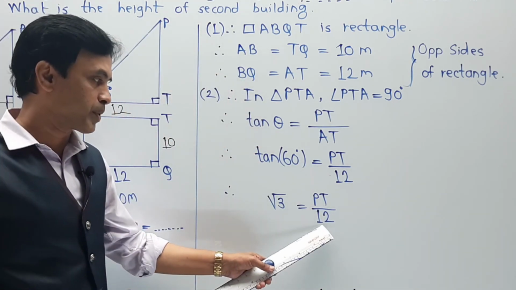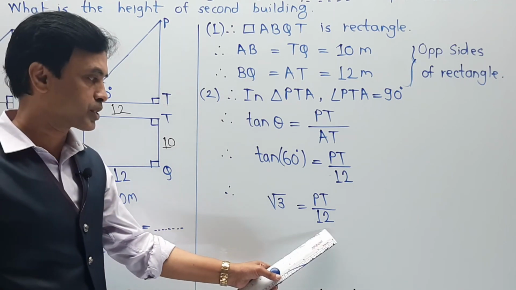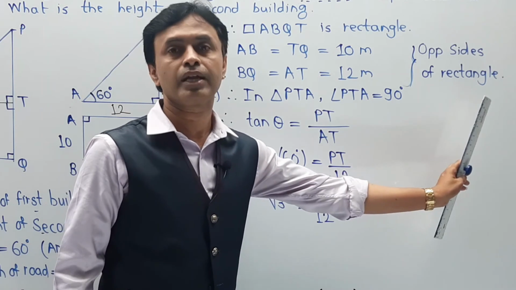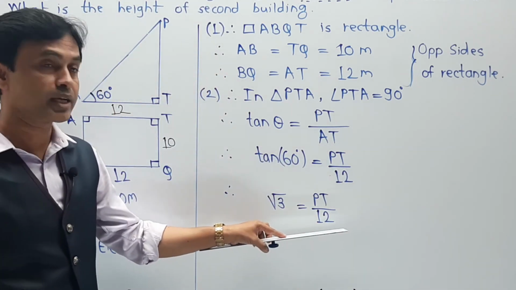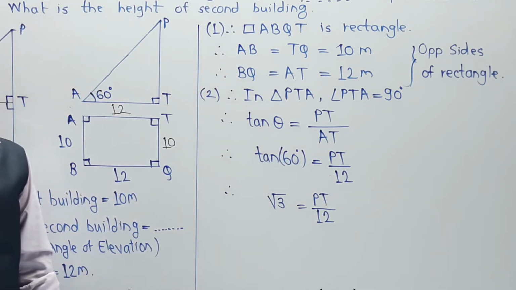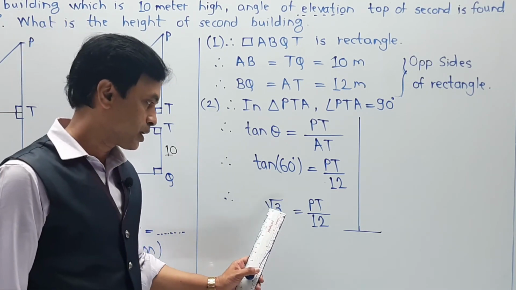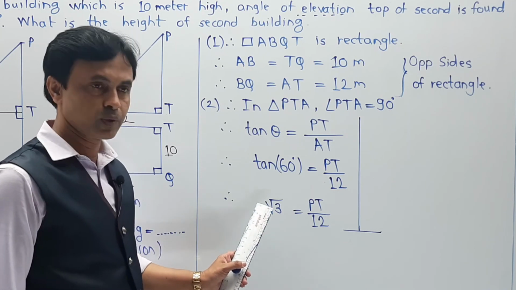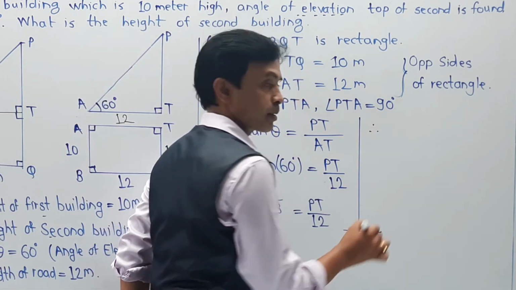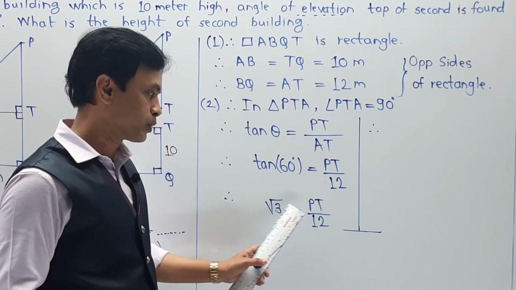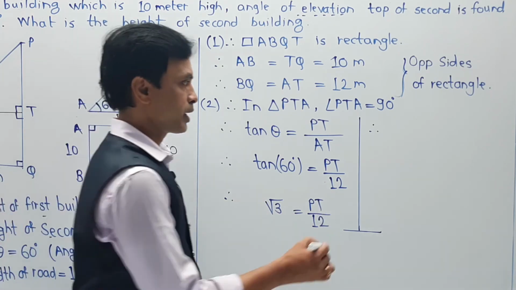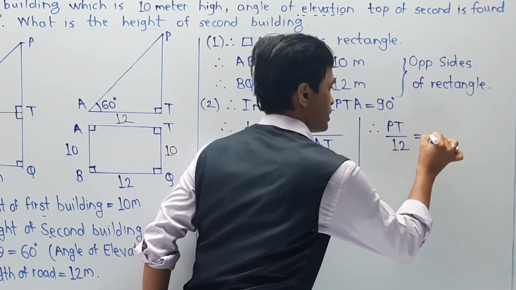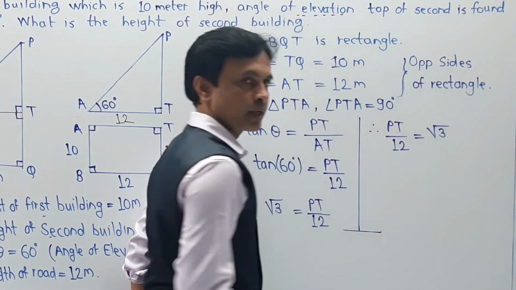Now this 12 is divided by, multiply it over here. And as I need a basement space, I am going to do the rest of the calculation over here. Students, you are kindly requested to continue with your calculation. Now here, root 3 is equal to PT upon 12. Shifting this 12 over here, once again I am going to write the step for your understanding. Root 3 is equal to PT upon 12. I am going to write PT upon 12 is equal to root 3.